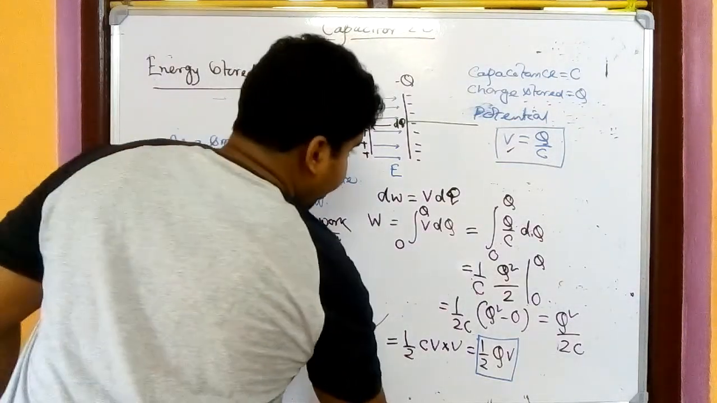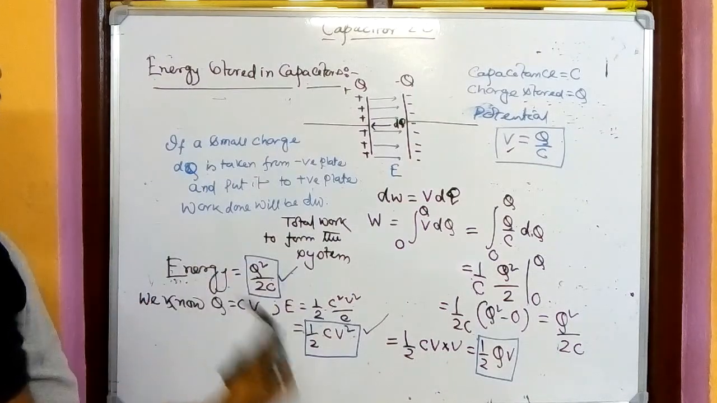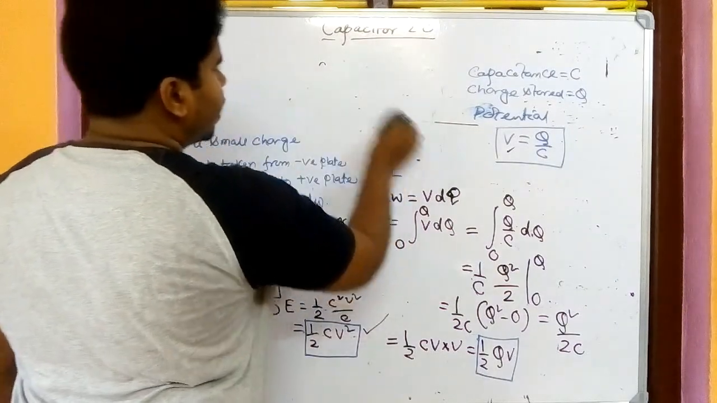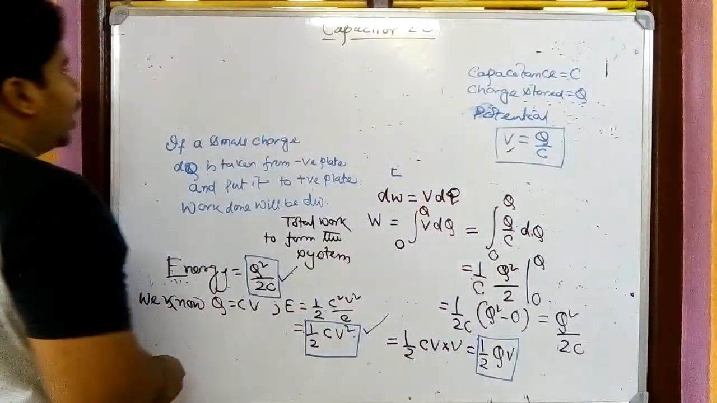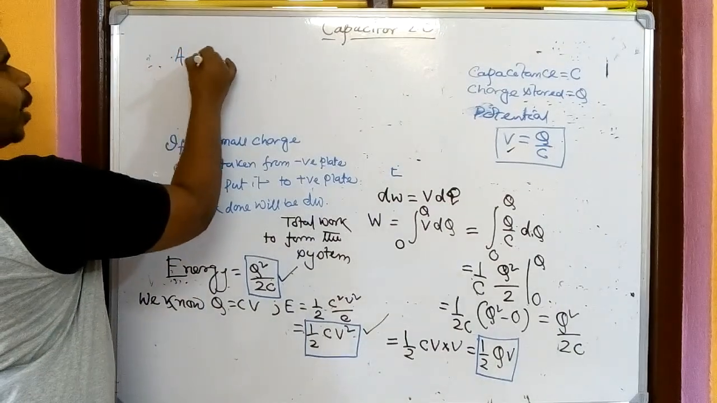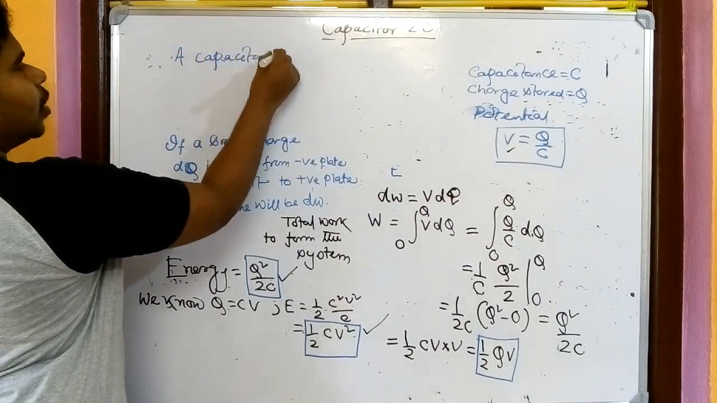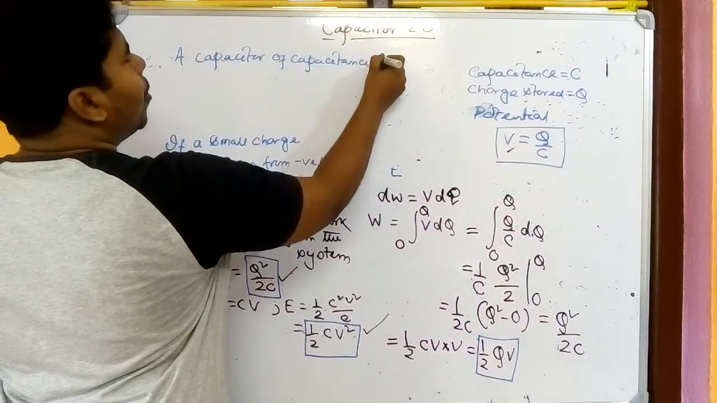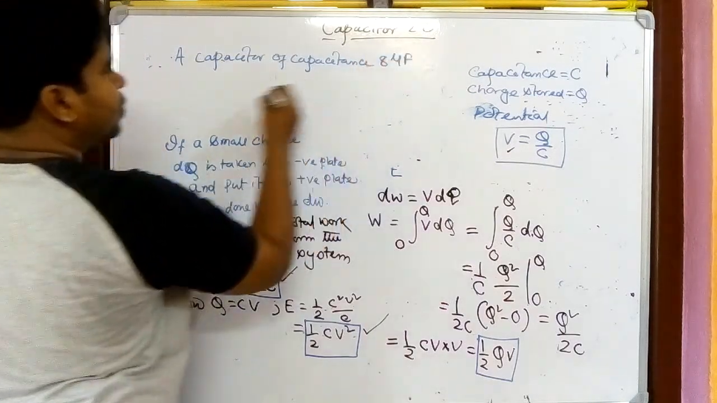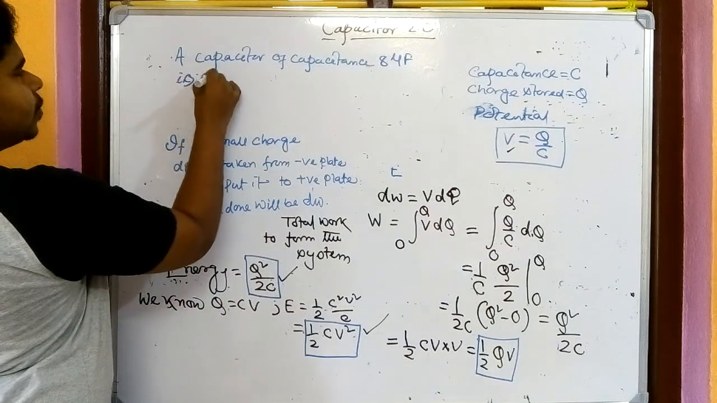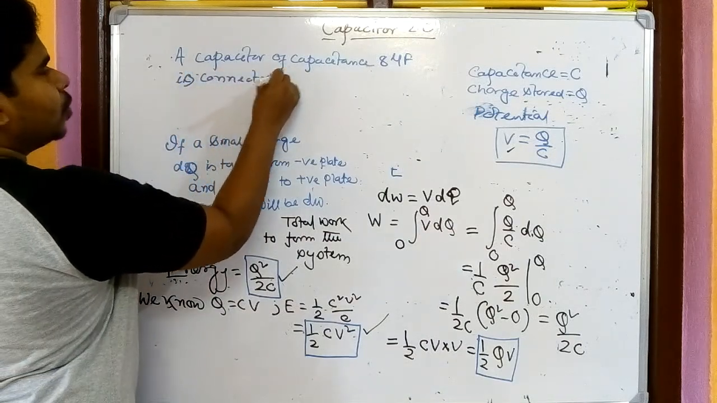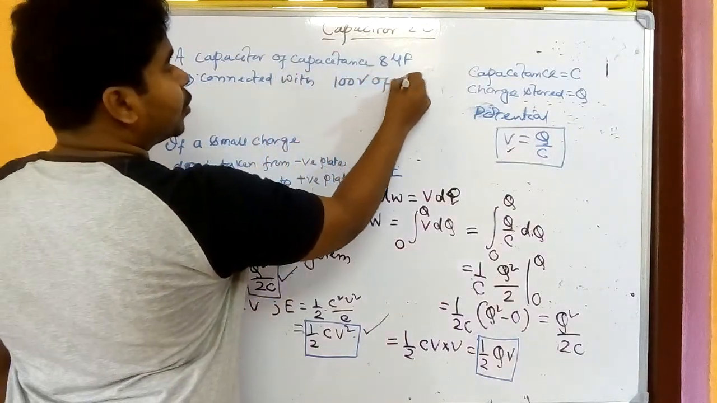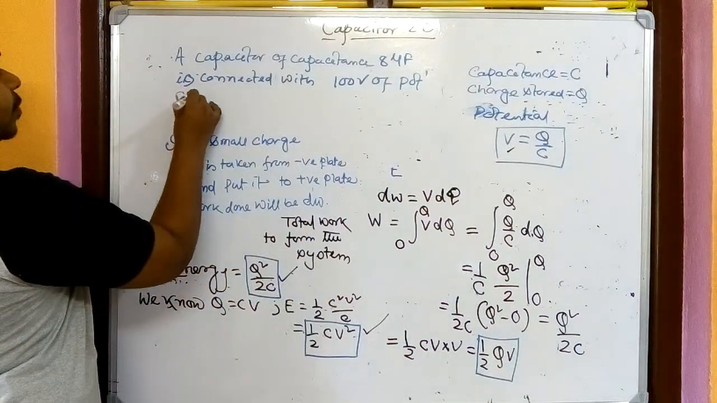Assume what type of question can come: the derivation of this equation may come. Apart from derivation, numericals also come like this. Assume it is told that a capacitor of capacitance 8 microfarad is connected with 100 volt of potential. Find energy.